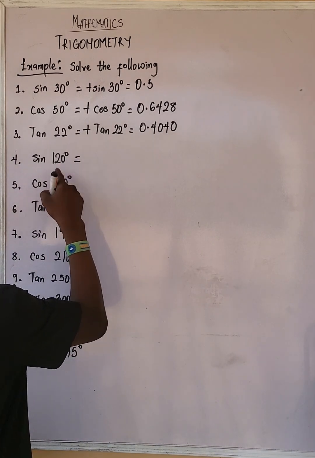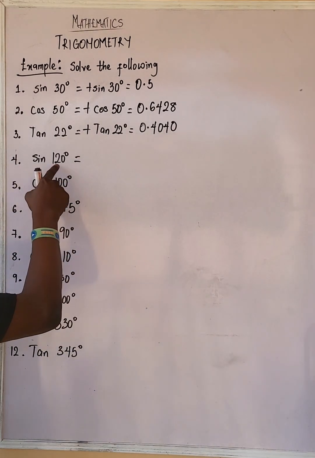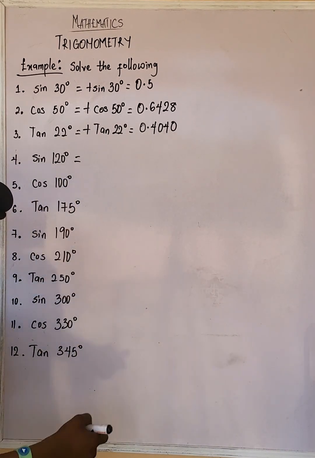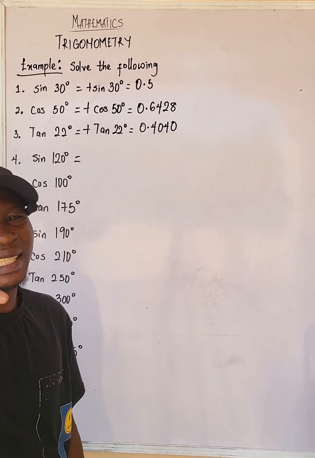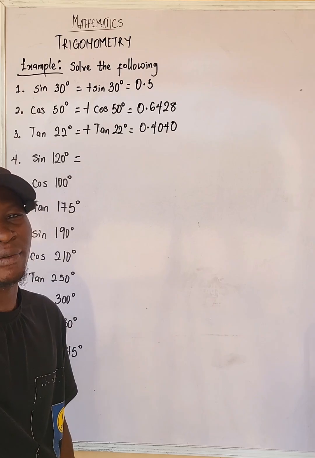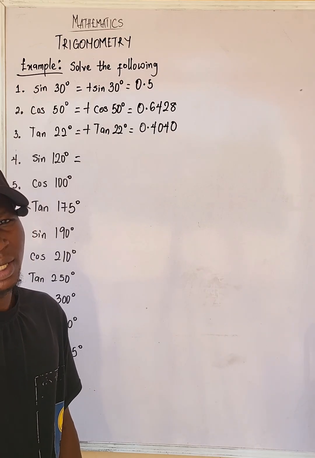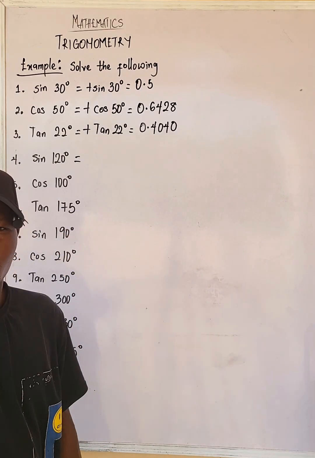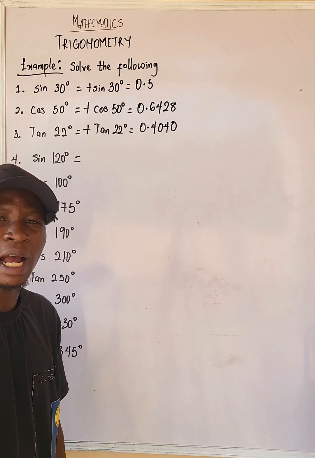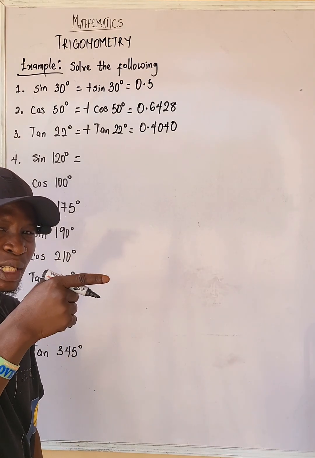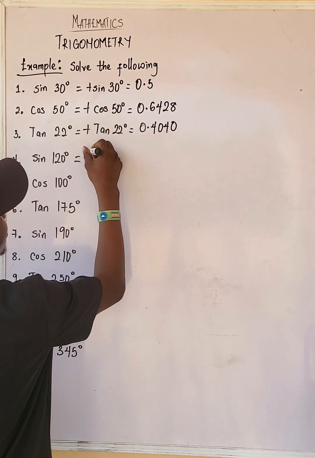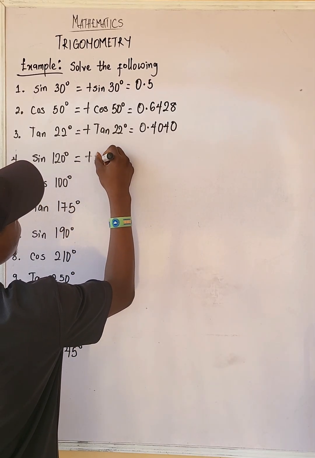Now, let's come to the fourth one, sine 120 degrees. Don't forget, the first thing you have to check is the angle. This 120 degrees falls on which quadrant? Is it the first, second, third, or fourth? It falls on the second quadrant. The second quadrant is from 90 to 180, and 120 falls between 90 and 180. And what do we say is positive on the second quadrant? It is only sine that is positive, so my sine is still positive here. That's plus sine.